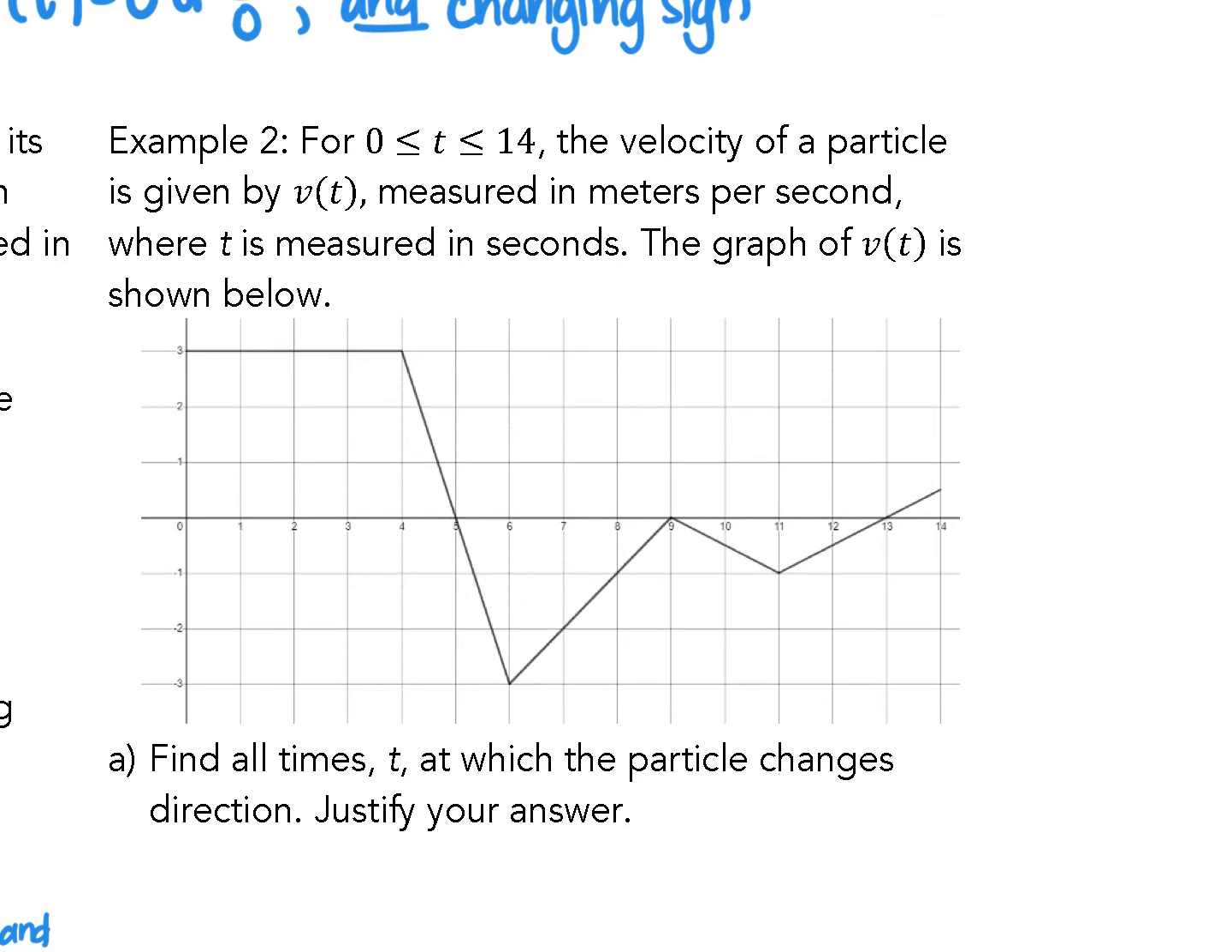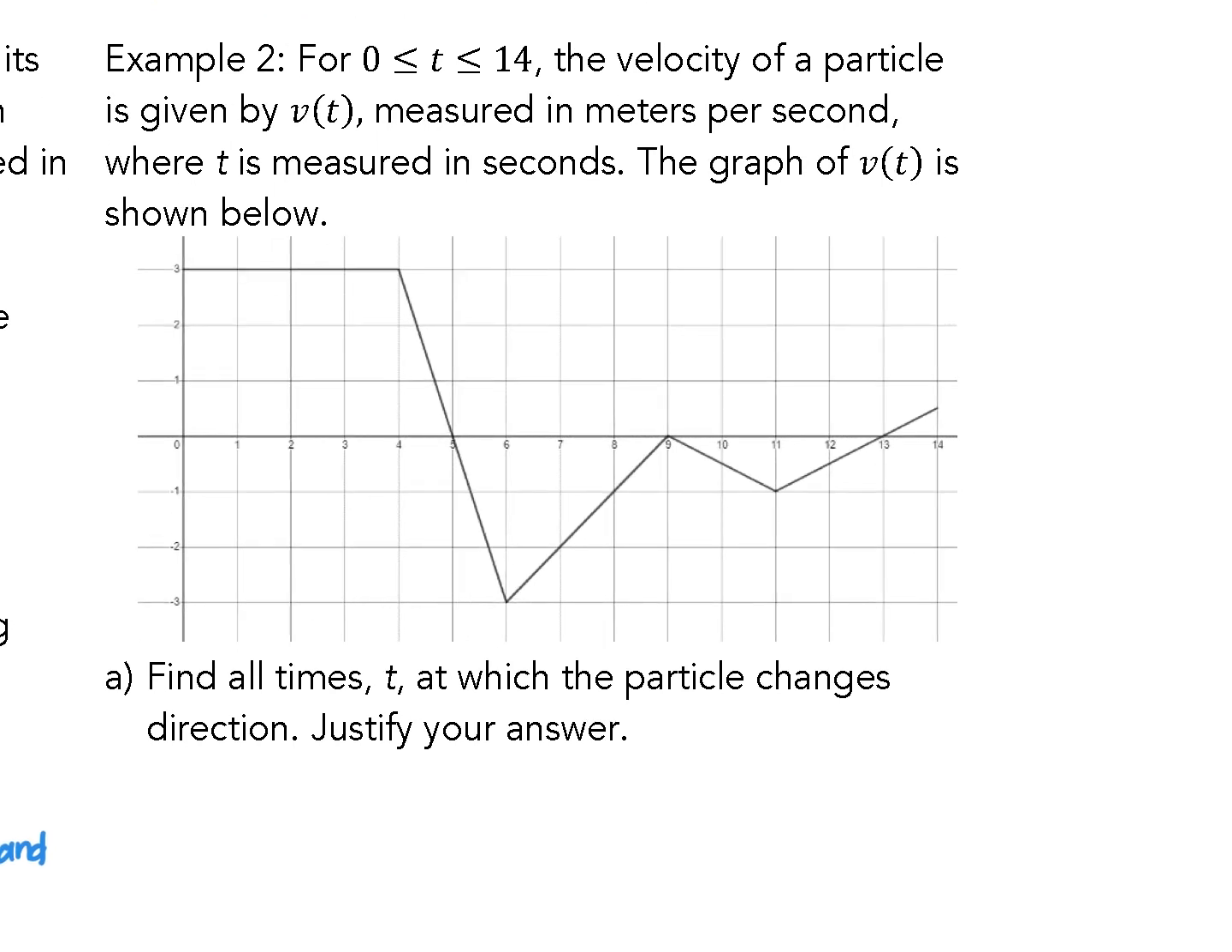For our second example, we want to be able to read this graph of the velocity, and we want to find when the particle is changing direction. So we're going to set v of t equal to 0 or undefined. And so we've got a couple times where this is equal to 0. I've got it time 5, time 9, and time 13. There are no places where the velocity is undefined.